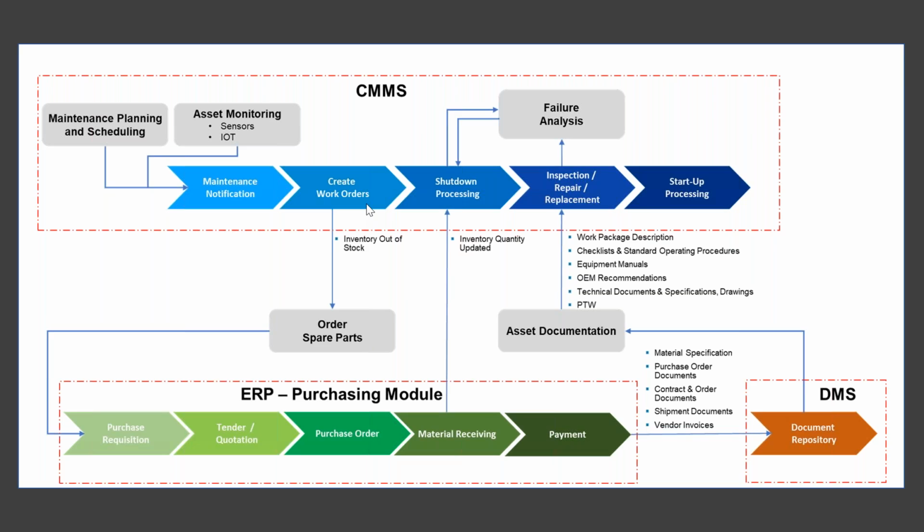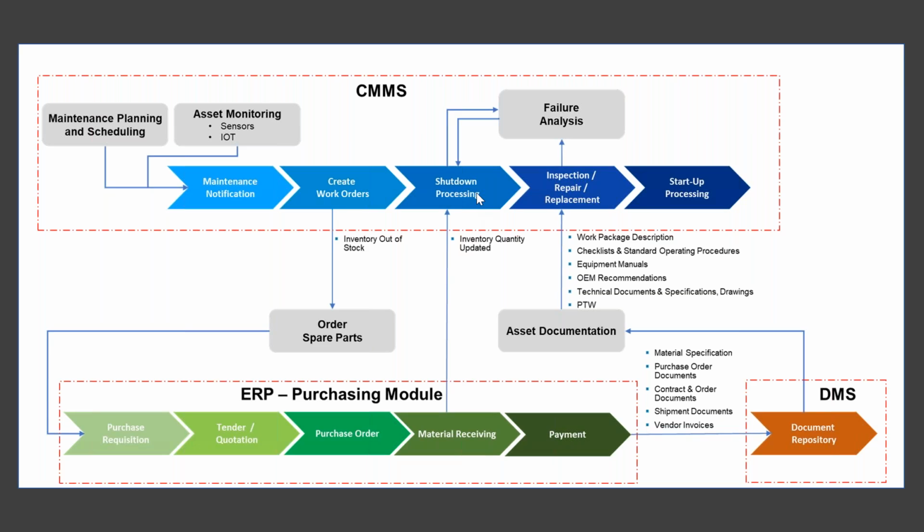So in order for you to create an order, here is where you are required to go to your ERP purchasing module, where you have to submit the purchase requisition up to the tender up until the payment. So once the payment has been completed, as you can see, all of the information related to that particular asset, whether it is the purchase, the material specification, PO, contract, etc., will be linked to your document management system. Now, after the spare part material is received and the inventory quantity has been updated, you will then be able to go through your shutdown processing.